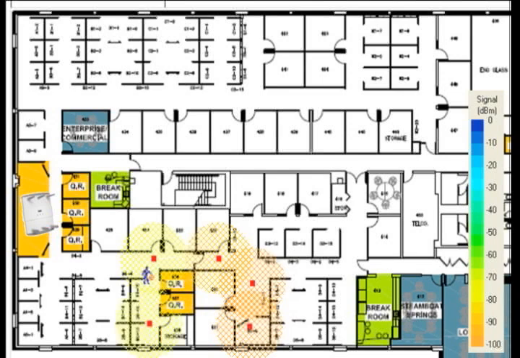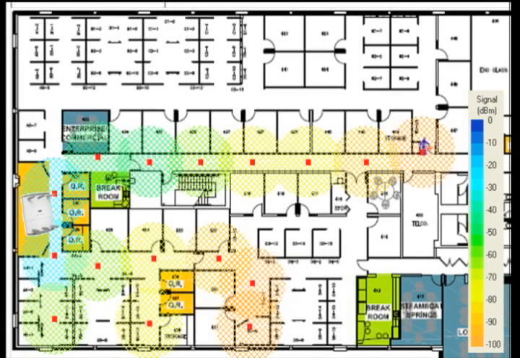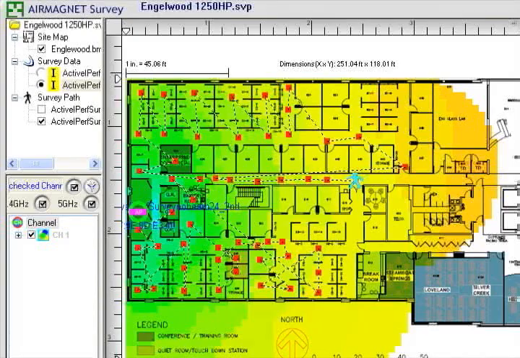Each red square indicates a sample point. The colors indicate the signal strength. As the person moves closer to the AP, the signal gets stronger. And as the person moves further away, the signal strength gets weaker, indicated by the color chart on the right-hand side. Now let's take a look at the real site survey data performed on the floor.